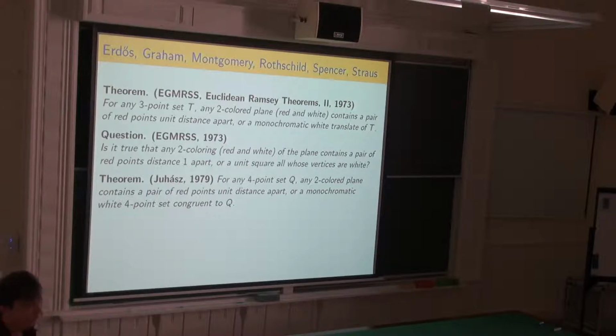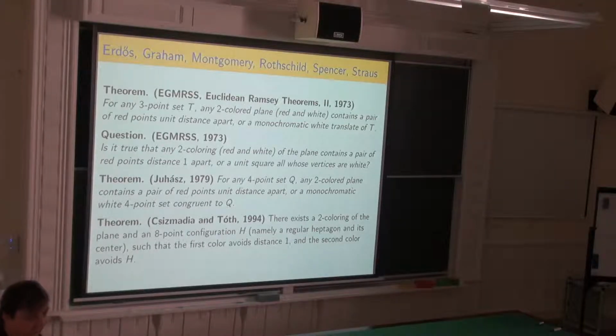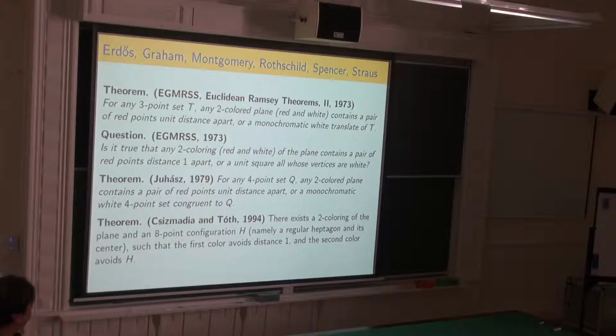And it was reasonable to ask, well, how much can you push this? 3, 4, can you do 5, can you do 6, can you do 7? Well, we don't know, but Csikszentmihalyi thought sometime after that, proved that you cannot do 8. So here's the result. You can find a 2-coloring of the plane and an 8-point configuration, a regular heptagon and its center, such that one of the colors avoids distance 1 and the other color avoids this 8-point configuration, in the sense that you cannot have a monochromatic copy of H all in white.